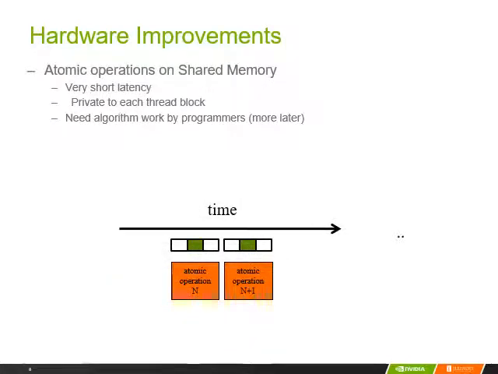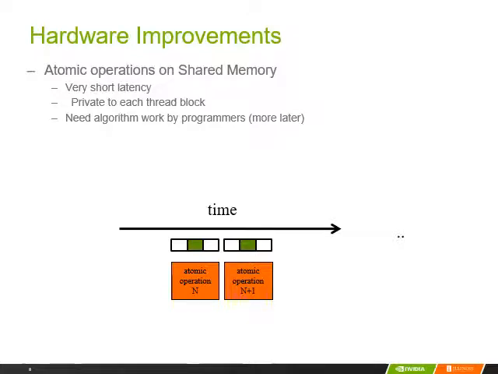Another important hardware improvement is to support atomic operations on shared memory locations. The shared memories have very short access latency. It's about 1/10 of the L2 cache access latency and about 1/100th of the DRAM access latency. Therefore, we improve the throughput by about 10 times compared to L2 atomics, or improve the throughput by about 100 times compared to DRAM atomics.